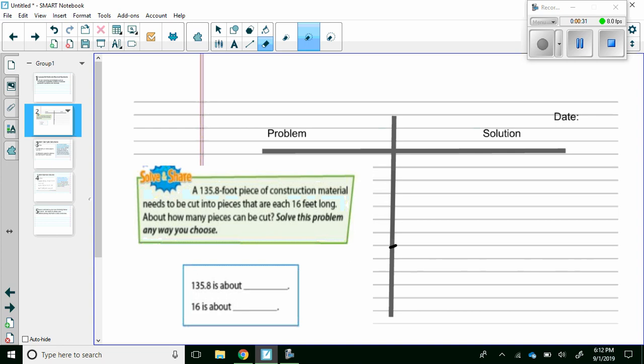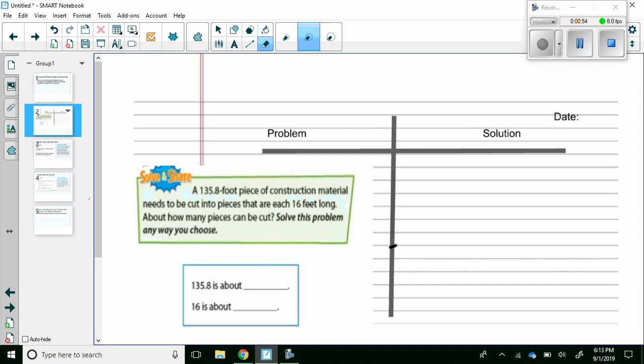Today's problem is: a 135 and 8/10 foot piece of construction material needs to be cut into pieces that are each 16 feet long. About how many pieces can be cut? Solve this problem any way you choose. Press pause now to do so. When you are ready to move on, press play.